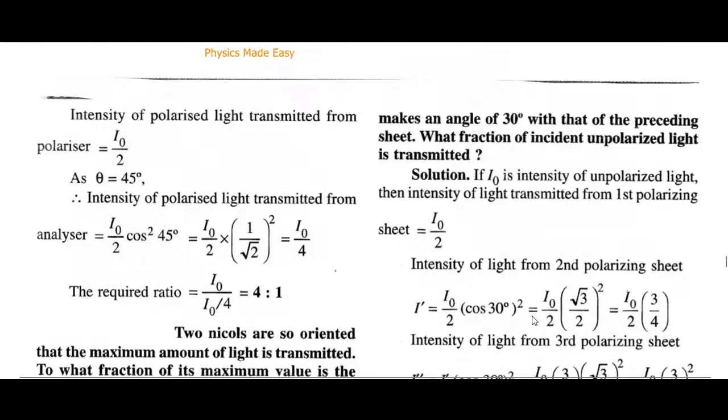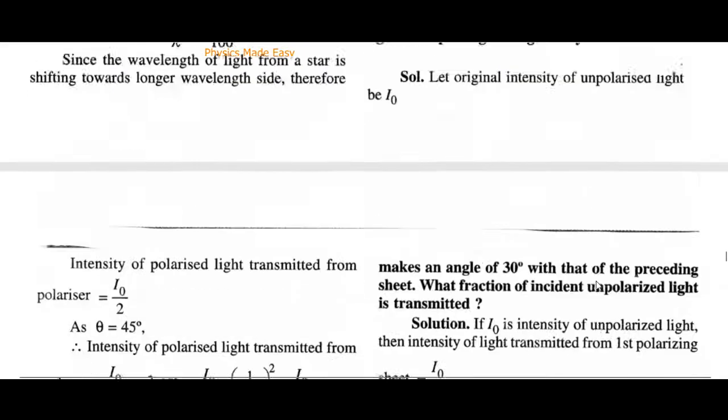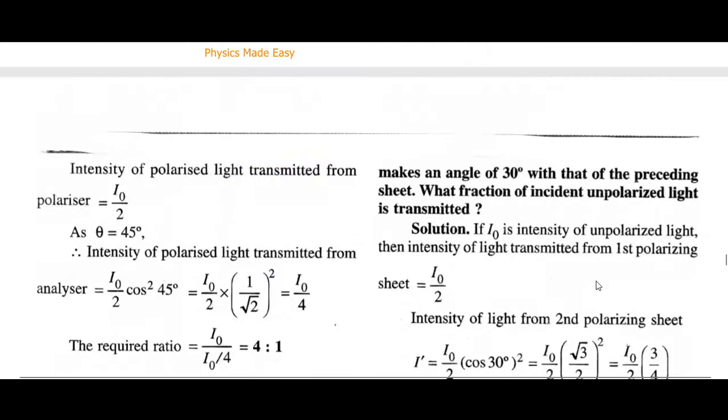And last time we were doing problems on Brewster's law and law of Malus. For revising, mu is equal to tan IP. IP is the polarizing angle. This is the Brewster's law. When polarization occurs on reflection, the reflected and refracted components are mutually perpendicular. Important point is ray of reflection and ray that is refracted, they are mutually perpendicular, and I is equal to I naught cos square theta. IP and theta are in degrees and mu has got no units, and we have done these two very important problems last time.